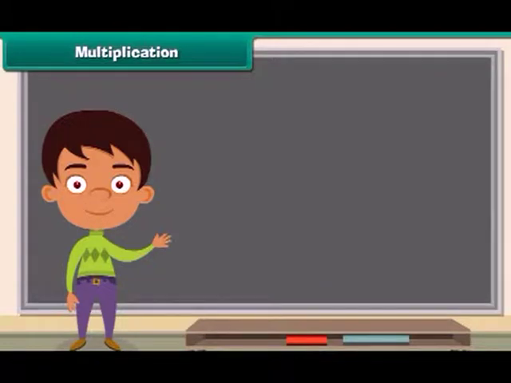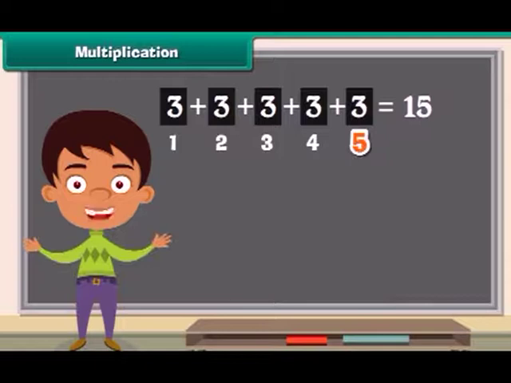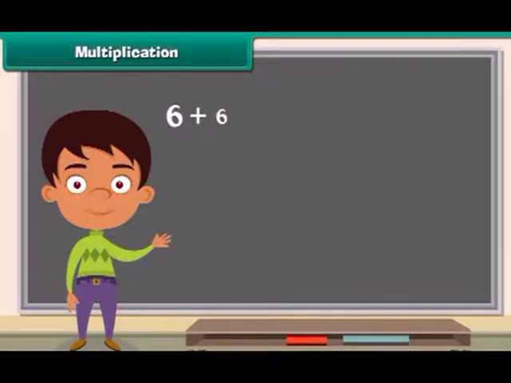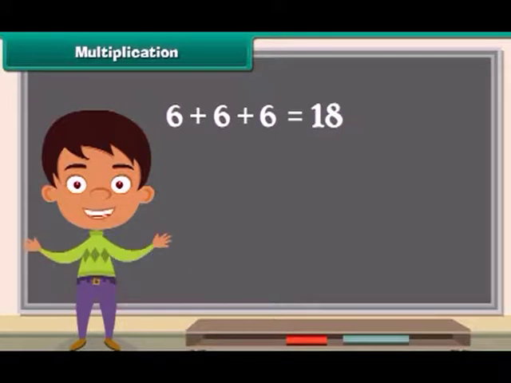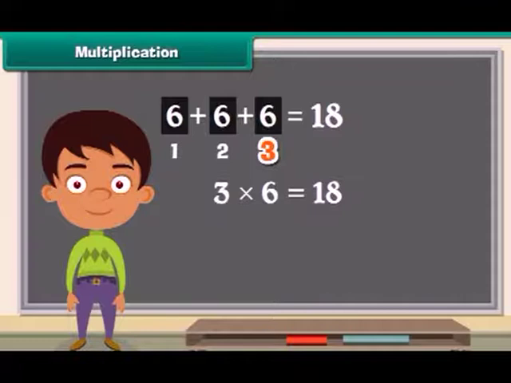Multiplication. We just calculated the number of chocolate bars given by Ria to her 5 friends as 3 plus 3 plus 3 plus 3 plus 3 as 15. If you notice, the number 3 appears 5 times. Therefore, we can also write it as 5 into 3 is equal to 15. Let us take another example. 6 plus 6 plus 6, which is equal to 18. We can also write it as 3 into 6, which equals 18, because 6 appears 3 times.